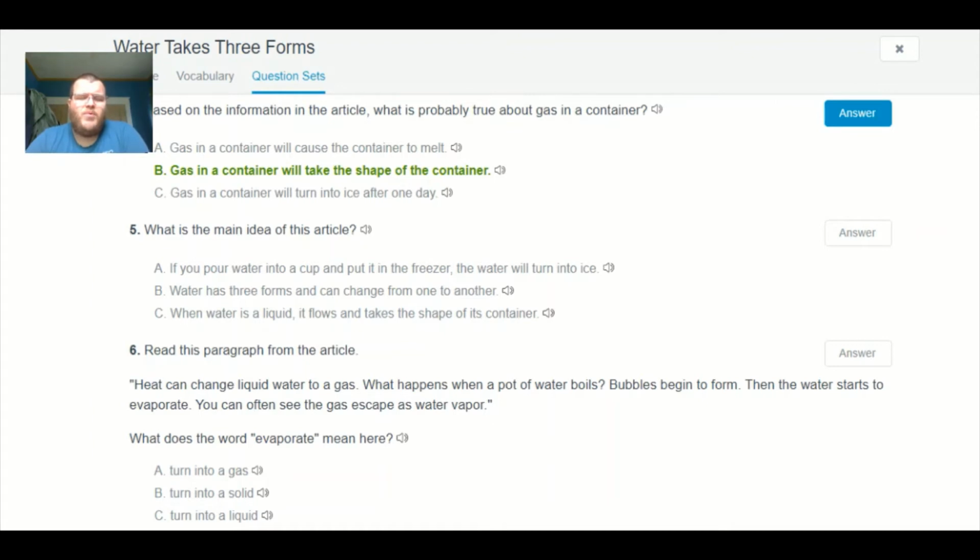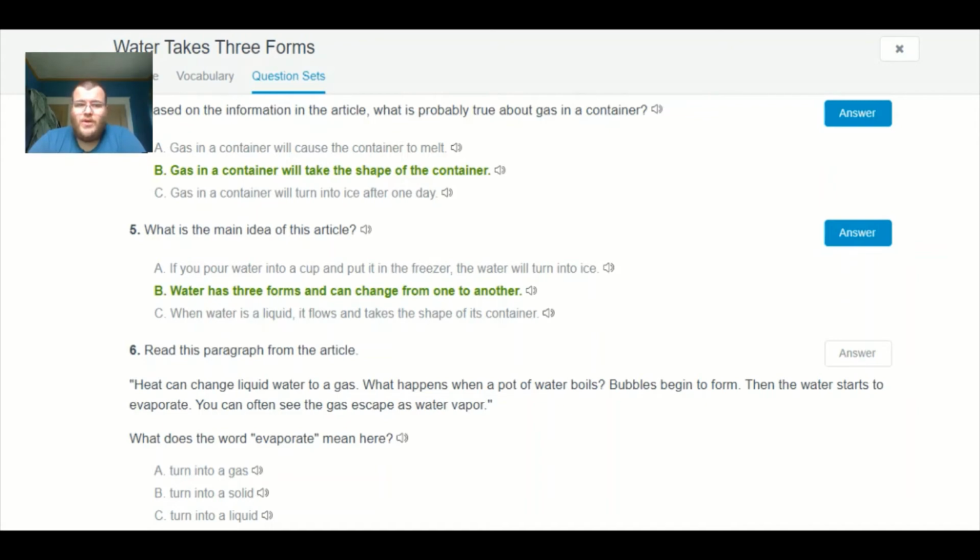A. If you pour water into a cup and put it in the freezer, the water will turn into ice. B. Water has 3 forms and can change from one to another. C. When water is a liquid, it flows and takes the shape of its container. This one is B. Water has 3 forms and can change from one to another.